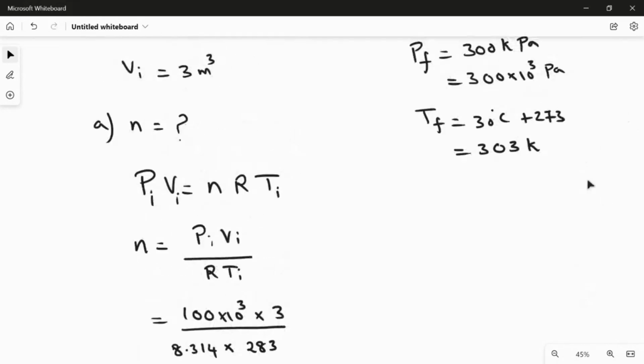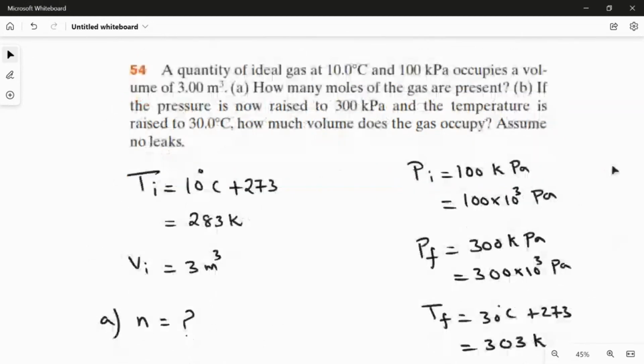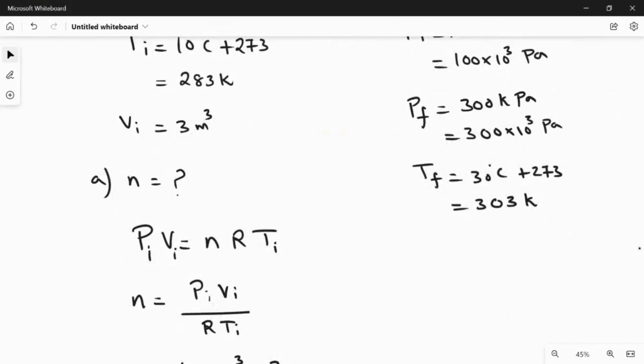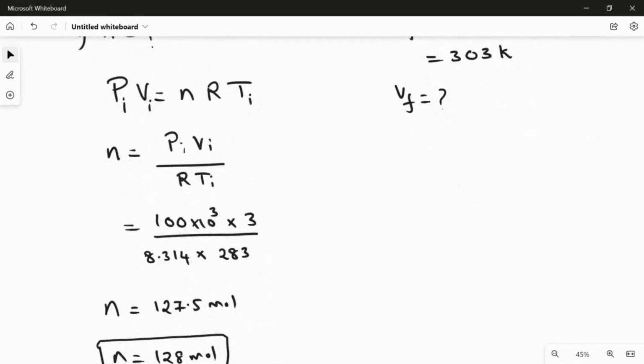Now in the second part, what they mentioned is, if the pressure is now raised to 300 kilopascal and the temperature is raised to 30 degrees Celsius, how much volume does the gas occupy? That means we are going to find the value of the final volume. So for calculating the final volume, I am going to use the same ideal gas equation for the final state. So P final V final equals n R T final.